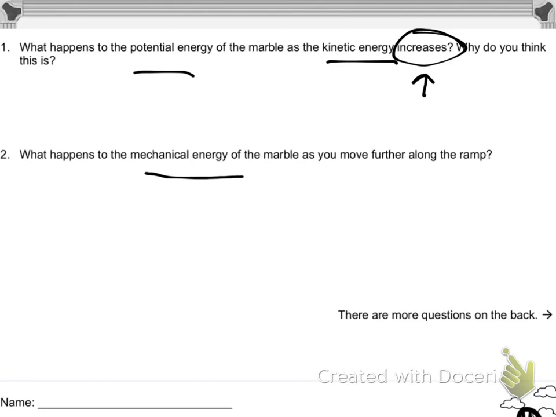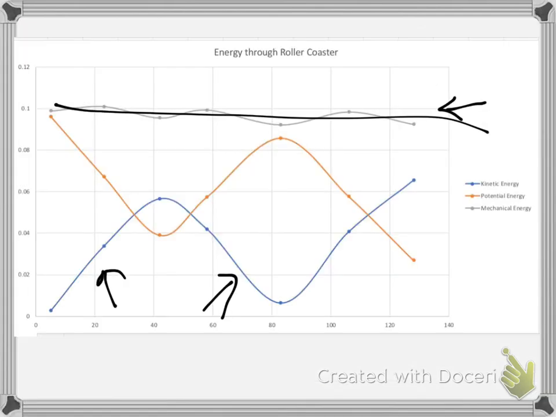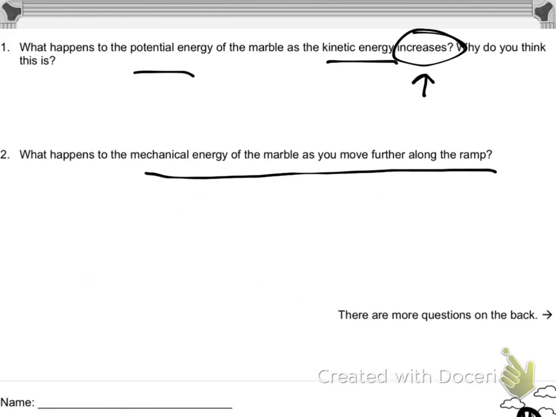What happens to the mechanical energy of the marble as you move further along the ramp? Well, mechanical energy being the sum of kinetic and potential, that's this guy, mechanical energy, we can call it ME, that's me, and we can see it's pretty much constant. So there's not really anything going on with it. If you want to, you can throw in a statement about how it goes down slightly, and that's probably due to the little bit of air resistance on that marble.